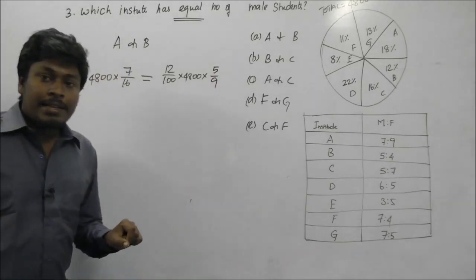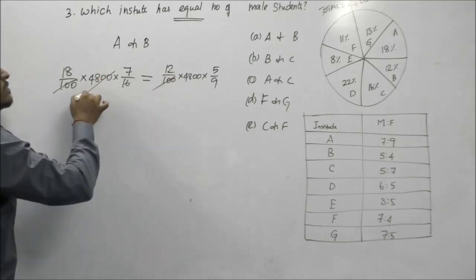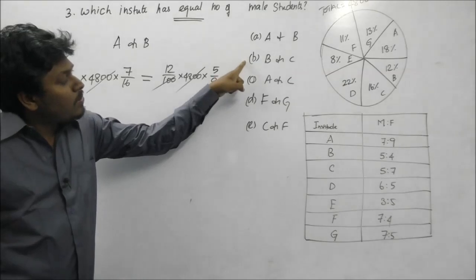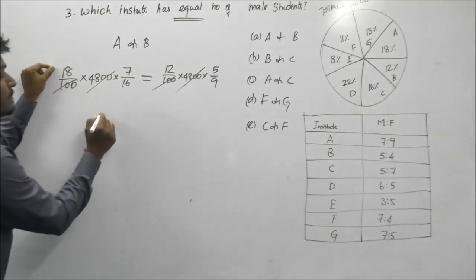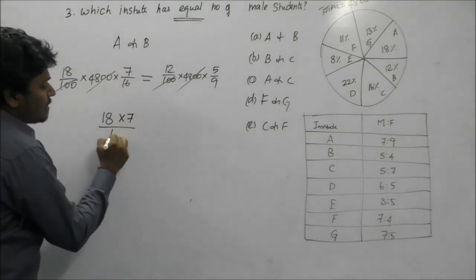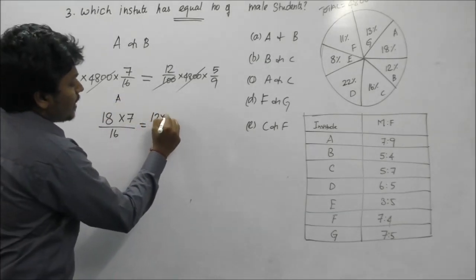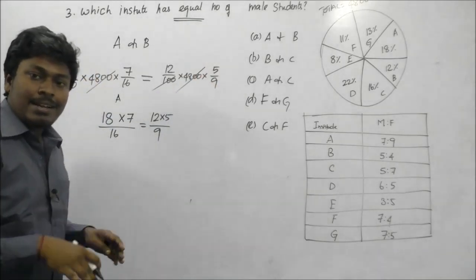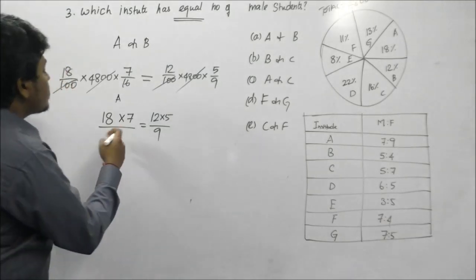Friends, remember one thing, if you equate this A and B, the 100 gets cancelled. 4800 gets cancelled. Why would you write the 100 and 4800 in every step when calculating an option? Don't worry about that. Concentrate only on the percentage, which is 18. Similarly, go for the ratio 7 divided by 16. Easiest method, friends, which is A. And B, 12 into 5 divided by 9. That's it. Don't waste time writing this in your exams. Cancel 100 and 4800, and we can directly get this equation. We need to check whether these both are equal, so we can just go for cancellation.